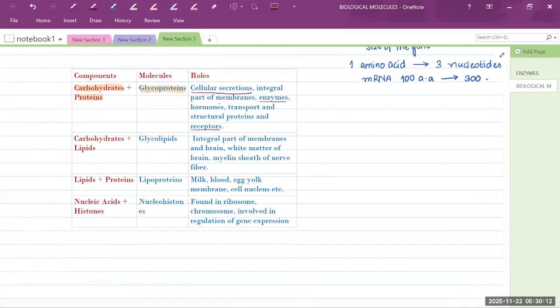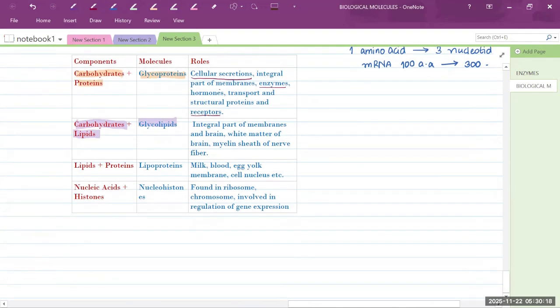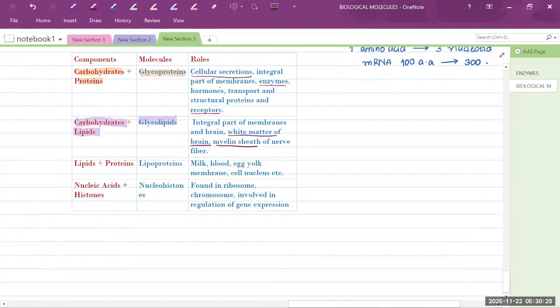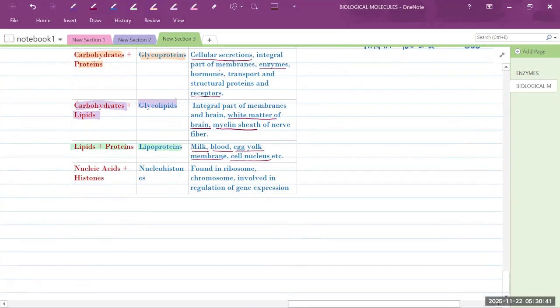And then we have carbohydrates and lipids. What are carbohydrates and lipids called when combined together? Glycolipids. They're also an integral part of membranes and brain, white matter of brain, and myelin sheath of nerve fiber. Lipids and proteins combined form lipoproteins, part of milk, blood, egg yolk, membrane, and cell nucleus. Everything important in this story.